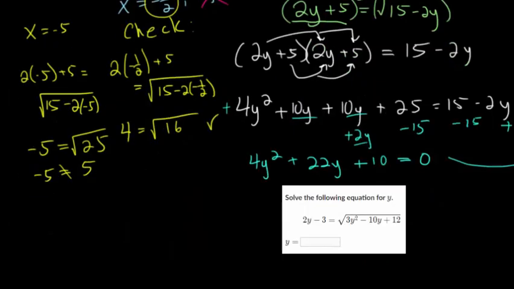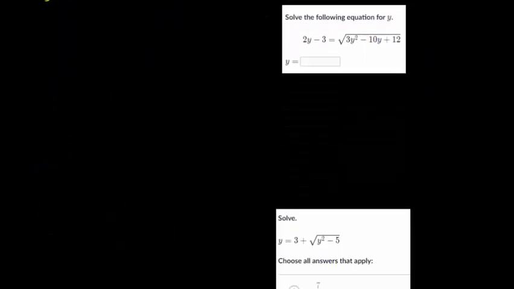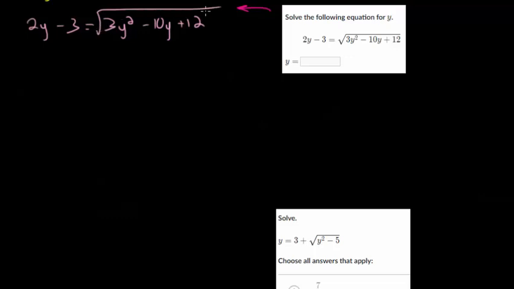And let's keep moving on these. You want to get lots of different practice. And let's work on this one over here. So we have 2y minus 3 is the square root of 3y squared minus 10y plus 12, and that is all underneath the square root. But the square root is already solved for, so let's just square each side of this equation.